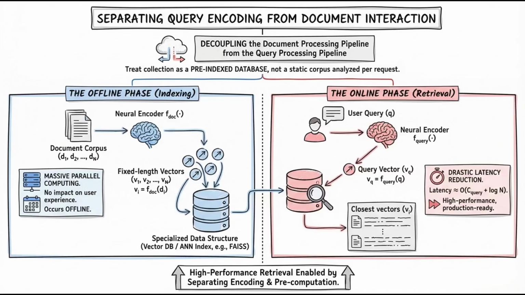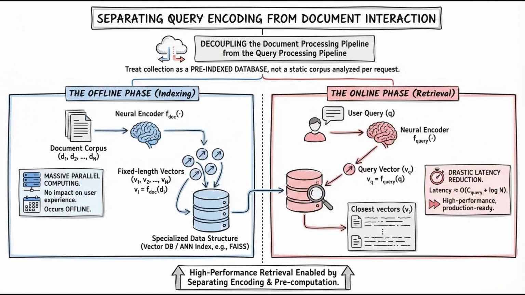To build high-performance retrieval systems, we rely on a core philosophy, decoupling the document processing from the query processing. Instead of scanning a massive library every time a user asks a question, we pre-process the entire collection into an indexed database. This happens in two distinct stages. First, we have the offline phase, or indexing. Here, we pass every document in our collection through a neural encoder, which transforms the text into a fixed-length vector, essentially a numerical signature of that document's meaning. These vectors are stored in a specialized database, like an approximate nearest neighbor index. Because this happens offline, we can use massive parallel computing power to build this index without ever slowing down the user.